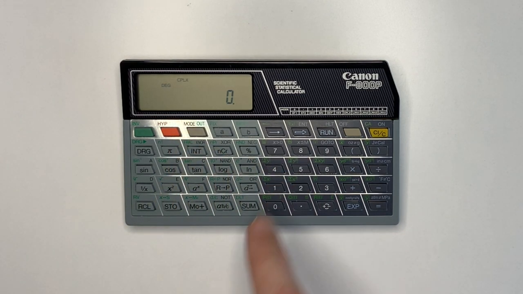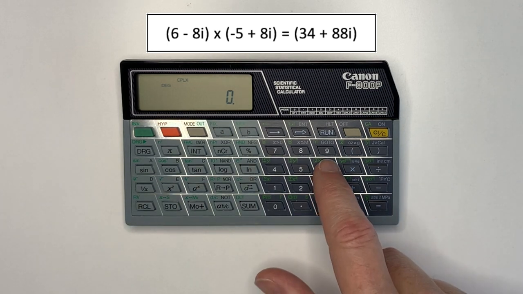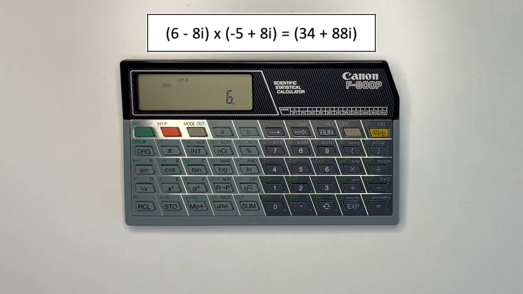Mode 5 supports complex number operations. The real and imaginary parts are entered using the A and B keys respectively, as shown in the example calculation.